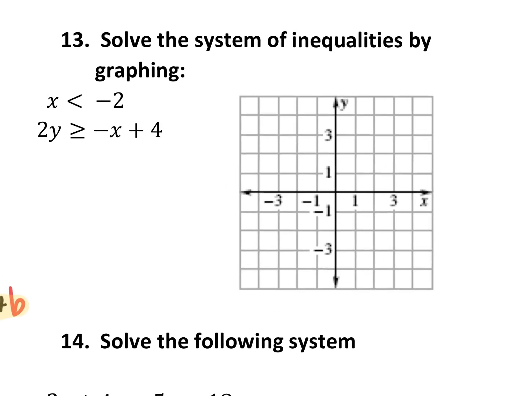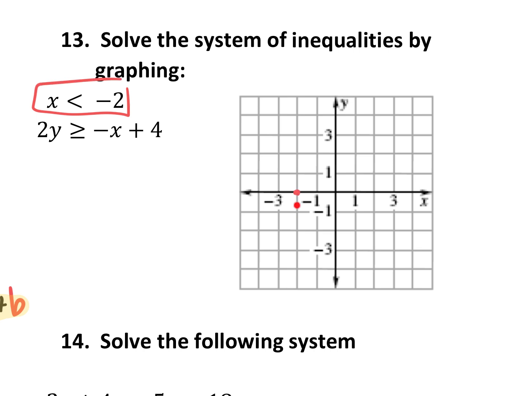Solve the inequality, that's easy. Whenever you have x equals a number, that's going to be a vertical line, right? X equals a number is a vertical line. So right here, you're going to draw the vertical line at -2 on the x-axis. Here's -2 on the x-axis, with a vertical line going up and down.